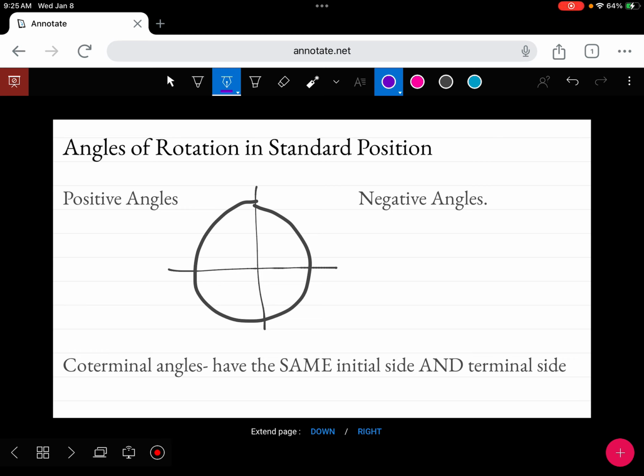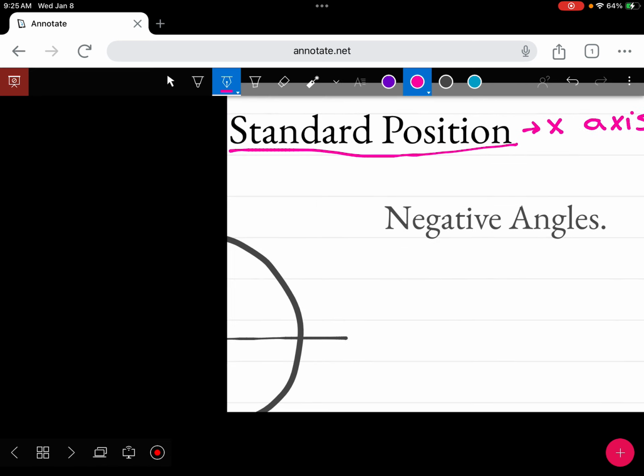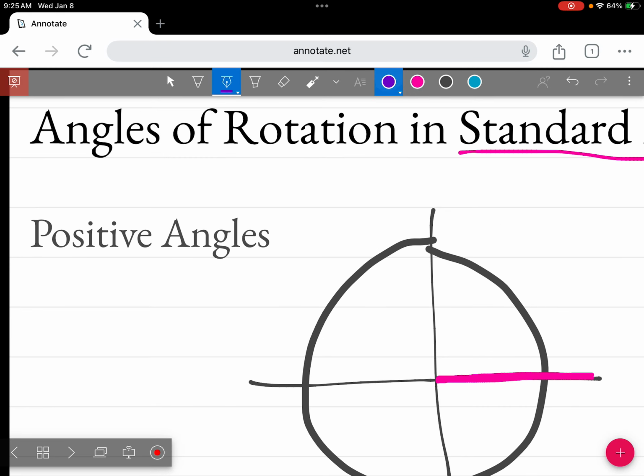All right. So we're going to talk about angles in standard position, which means we need to know what the heck our standard position is. Our standard position is based off of the x-axis. So our starting place is almost always going to be right here. Occasionally it'll come off the other side, but more often than not, it's going to be the positive x values on the x-axis. And positive angles go counterclockwise.